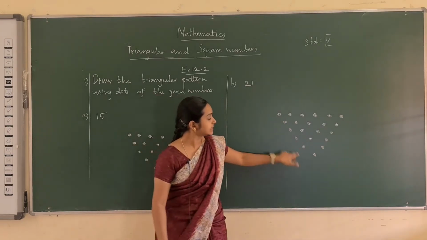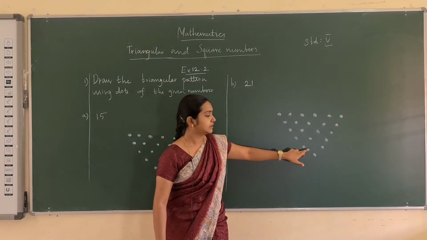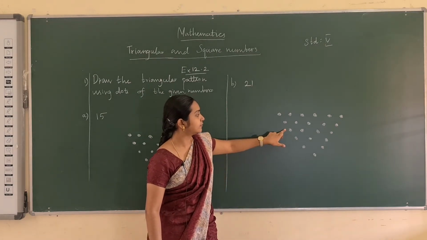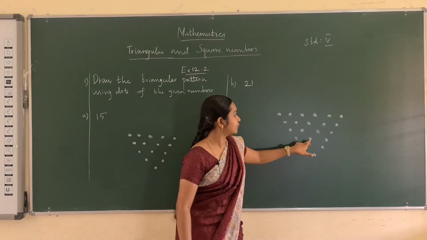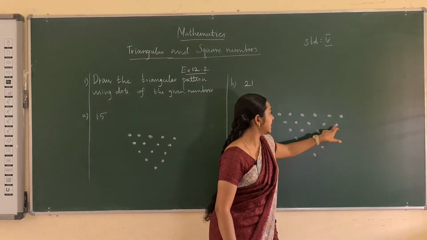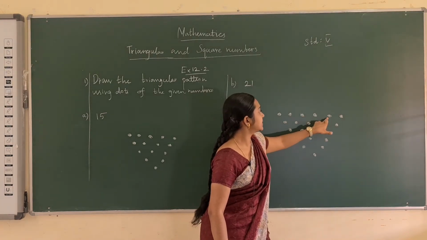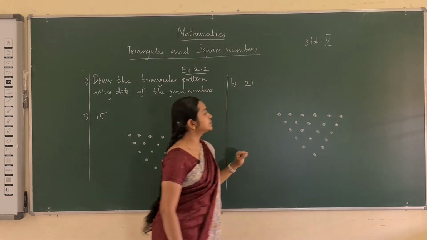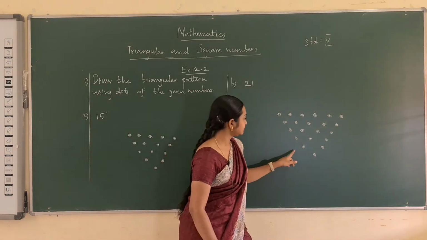The dots should be in increasing order. Here we have to keep 1, here 2, here 3, here 4, here 5, here 6. 1, 2, 3, 4, 5, 6, 7, 8, 9, 10, 11, 12, 13, 14, 15, 16, 17, 18, 19, 20 and 21. Now we have used 21 dots to form a triangular pattern.